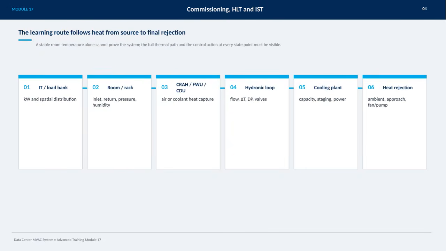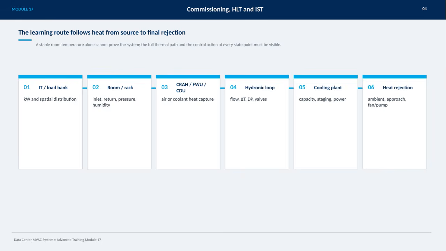On this slide, we see that the learning route carefully follows heat as it travels from the source all the way to its final rejection point. It's important to understand that simply maintaining a stable room temperature is not enough to prove that the system is working correctly. Instead, we need to see the full thermal path and how control actions are taken at every state point along the way. Starting with the IT load or load bank, we monitor the power consumption and how heat is distributed spatially within the equipment.